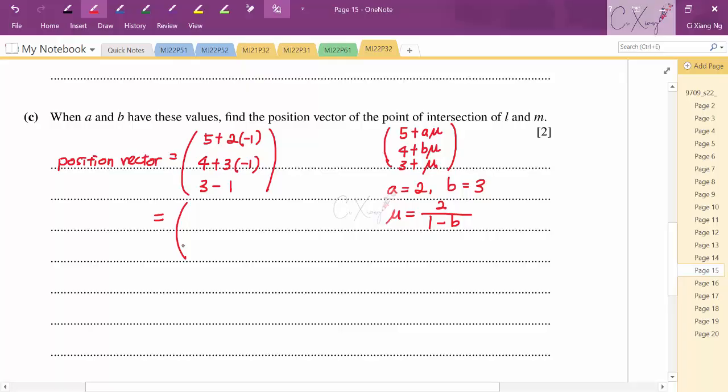If you simplify this part, generally you have 5 minus 2, which is 3, 4 minus 3, which is 1, and then 3 minus 1, which equals 2. So if you want, you can rewrite your position vector into the ijk form, where it is 3i plus j, then plus 2k.